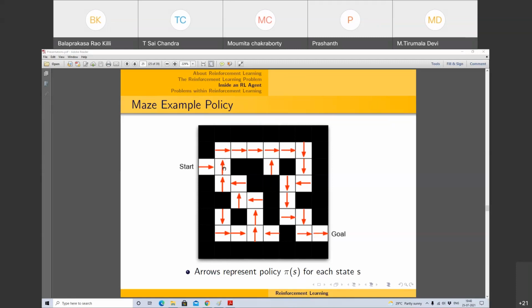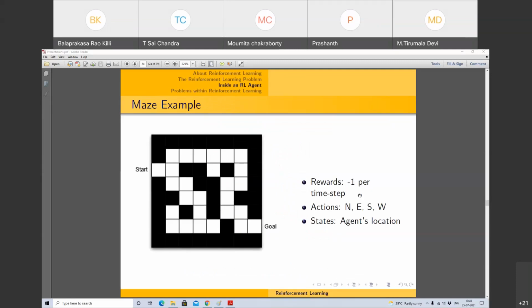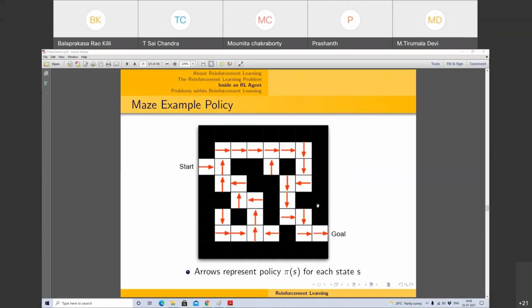Now, for these kind of problems, I'm saying that I will use minus 1 reward. For every step, I will use a reward of minus 1. That's what was described here. Minus 1 for every time step. The state is the agent location.